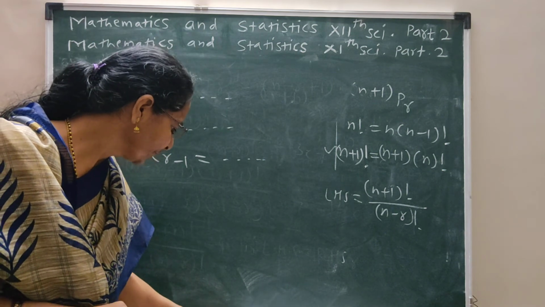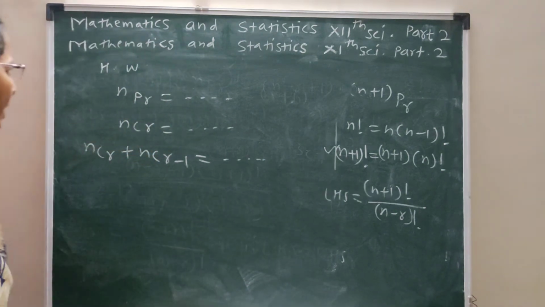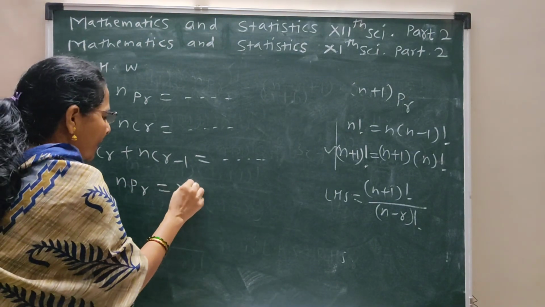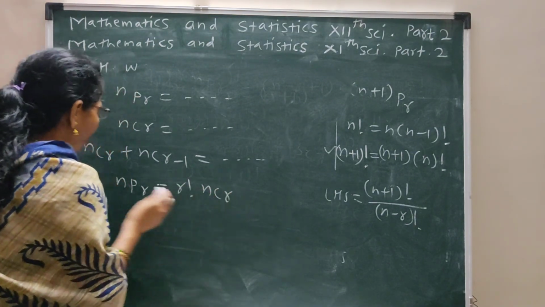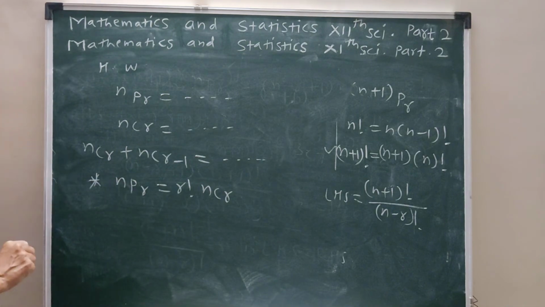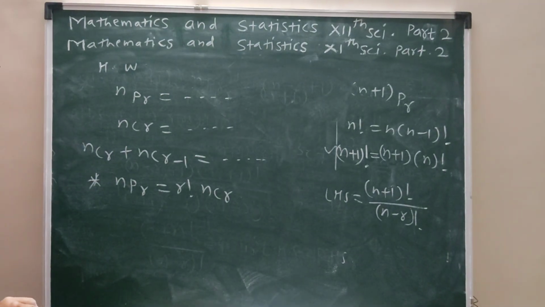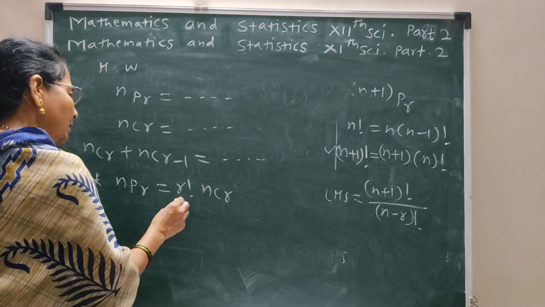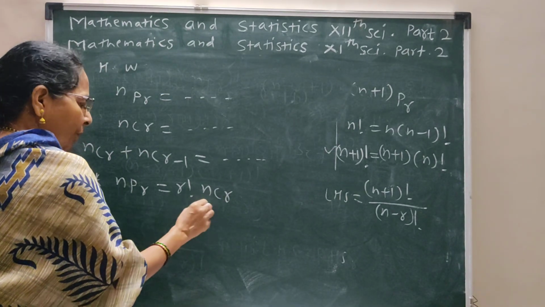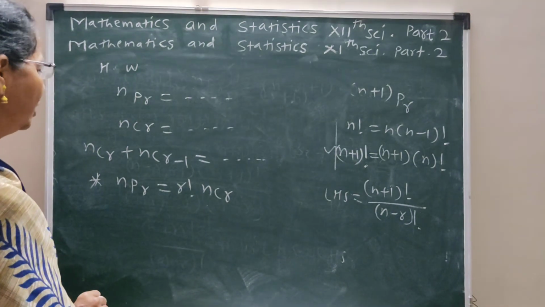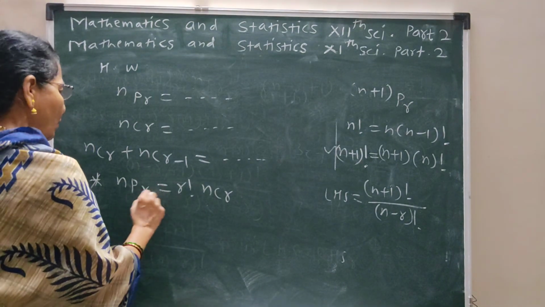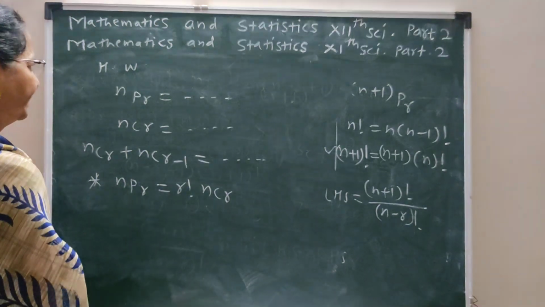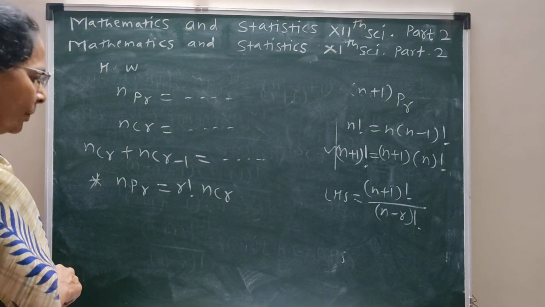Then the next relation is nPr is equal to r factorial nCr. Remember this formula is also important. When you are given values of nPr and nCr, then you use this formula and find the values. nPr equal to r factorial nCr. Remember this formula.